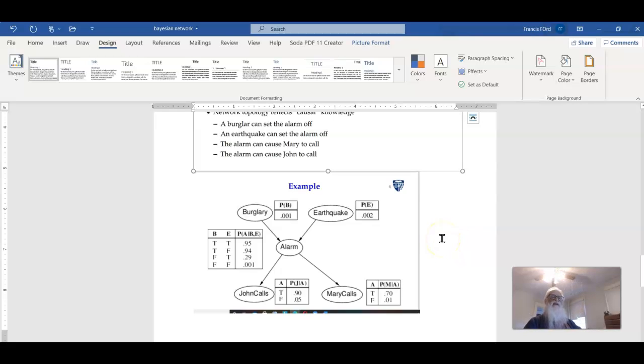Here's what it looks like. What this diagram says is burglary and earthquake have an effect on alarm. They cause alarm. Alarm has an effect on whether John calls or whether Mary calls. This particular kind of graph is called a DAG, Directed Acyclic Graph. What it means is the directed means that the connections only go one way. We don't have a connection from alarm to earthquake. We have a connection from earthquake to alarm.